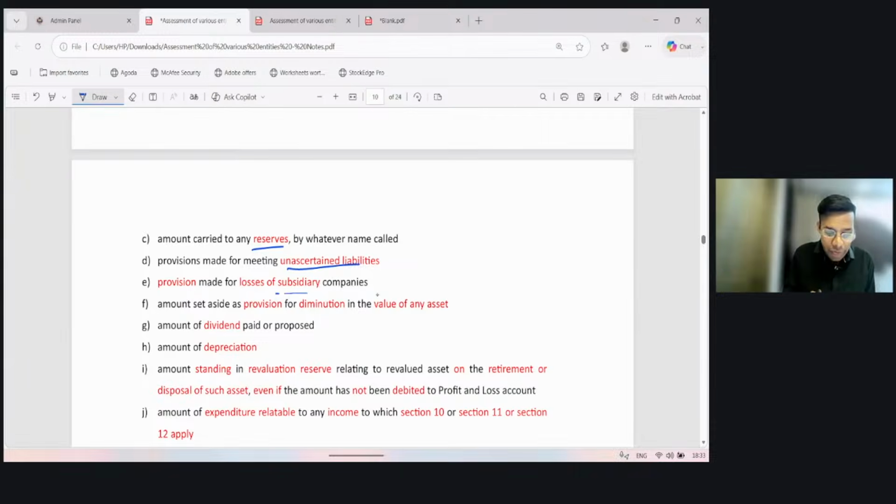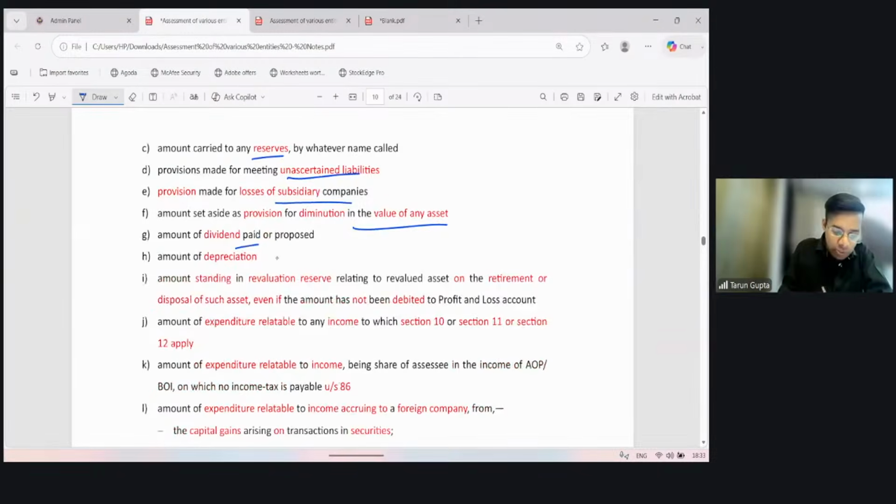Provision for loss of subsidiary company is added. Then provision for diminution in the value of any asset is added. Then dividend is added, whether paid or proposed. The depreciation as per books of account, whichever is debited in the P&L account, is added, and the amount standing in the revaluation reserve in respect of an asset which has been transferred or discarded. So if any asset has been transferred during the year, and there is any amount standing in the revaluation reserve in respect of such asset, then such amount shall also be added, even if not debited to the profit and loss account.